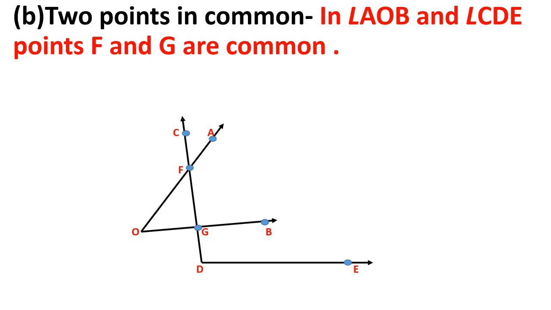ABE, CDE. Now see which 2 points are coming in both the angles. That is points F and G. Points F and G are common in both. They are coming in both the angles. You can see, just move your finger with the angle. You will see that point F is coming when you are moving your finger along angle AOB. And in CDE also, when you are moving your finger in CDE, point F and G come there also. Then you will understand it properly.